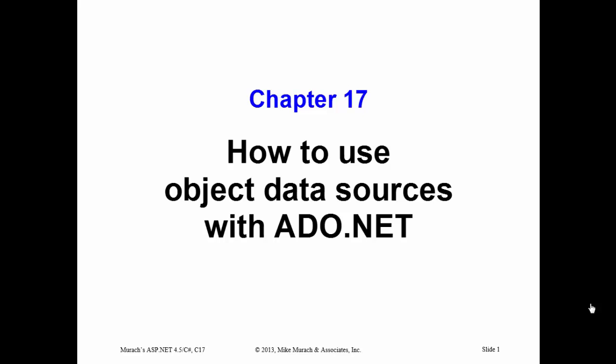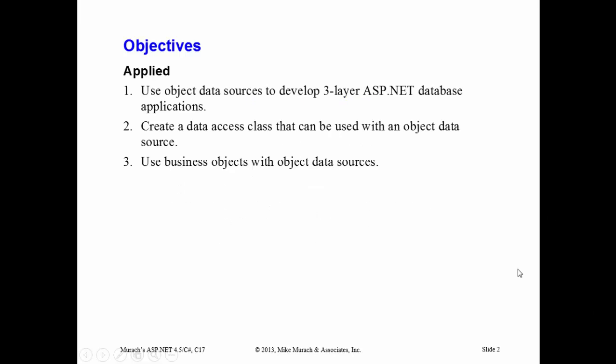Okay, Chapter 17, How to Use Object Data Sources with ADO.NET. So this chapter talks about object data sources as opposed to what we've been using up until now, which was SQL data sources. And the idea behind using an object data source versus a SQL data source is that it helps you develop with this idea of a three-layer or N-layer, N-tier, sometimes you might hear it called database architecture, or actually application architecture.